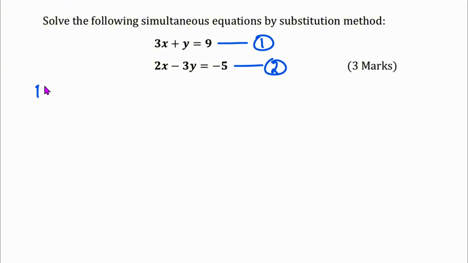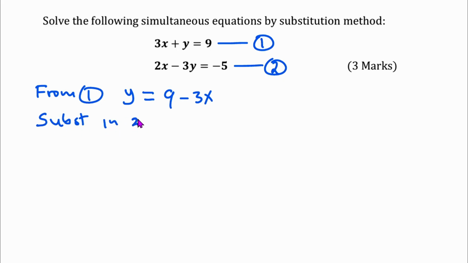Then we say from equation 1, we have y is equal to 9 minus 3x. So we have expressed y in terms of x. So we can now substitute this into equation 2, so that we have 2x minus 3y. Remember, y is now 9 minus 3x. So we have 2x minus 3 into 9 minus 3x, and according to equation 2, this should yield -5.